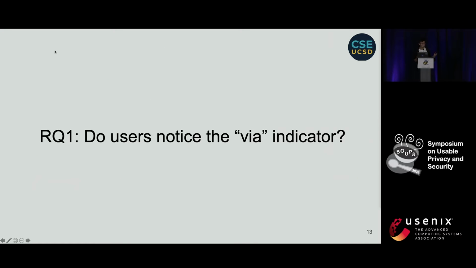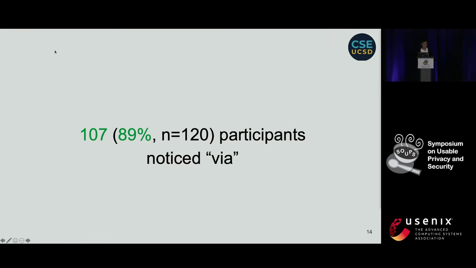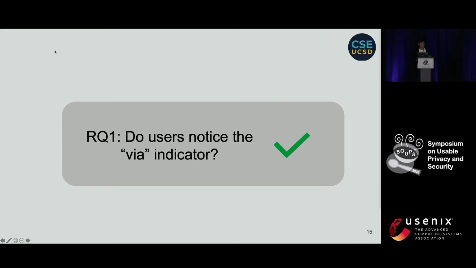All right, so with this setup, we are ready to answer a few research questions. We started by asking the most simple question: do users notice the via indicator at all? Overall, in our study, 89% of the participants did report that they noticed via during the study. So we're happy to conclude that users did notice the via indicator most of the time.